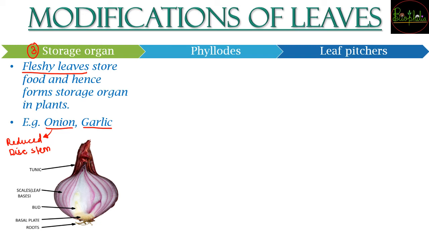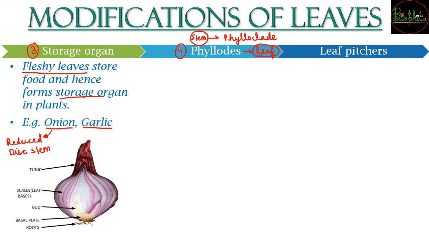So onion or garlic में reduced disc like stem है, but the leaves are going to convert or modify into fleshy leaves to store food. Then the fourth modification is going to be about phyllodes. जैसे हमने stem modifications में पढ़ा था about phylloclad. So not to get confused, phylloclad is going to be a stem modification, phyllodes is going to be a leaf modification. So it is important to remember the difference between the two.